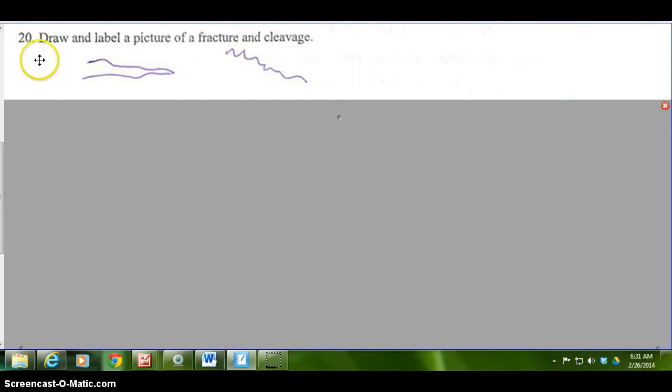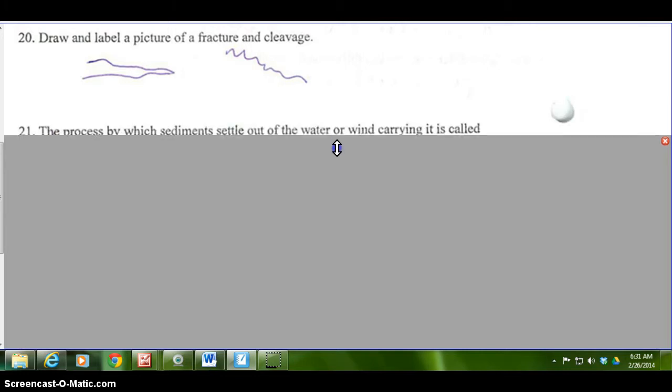Cleavage, if your rock is over here, cleavage, it's relatively flat and easily broken. That would be cleavage. Fracture, think of when you break your bone, you fracture your arm or something. It's a jagged break. So it's not an easy break.